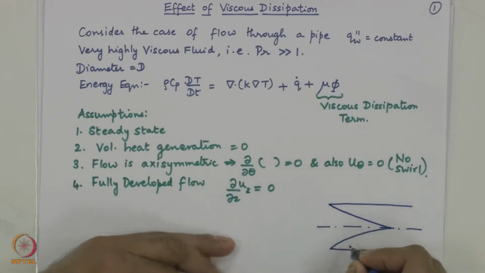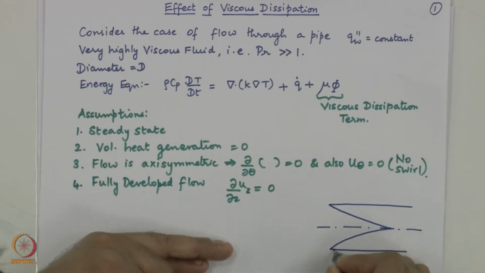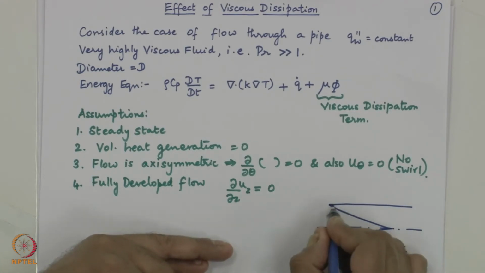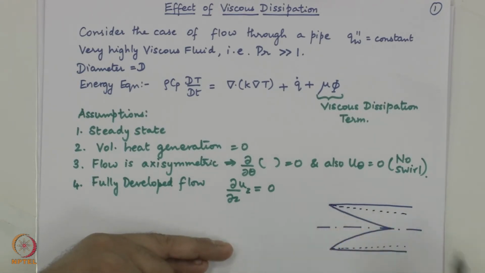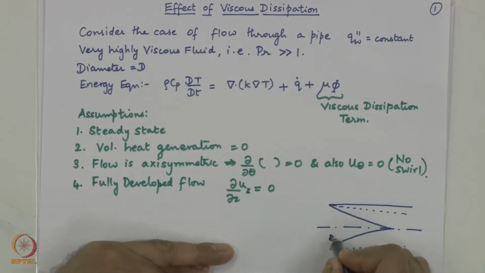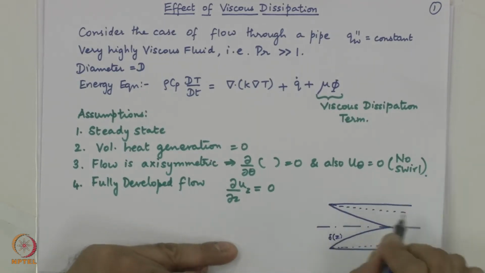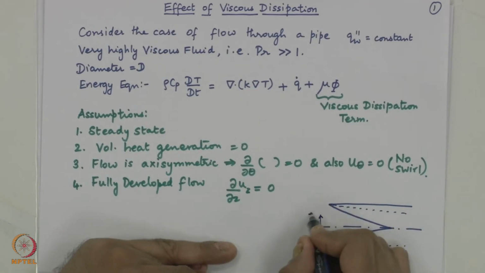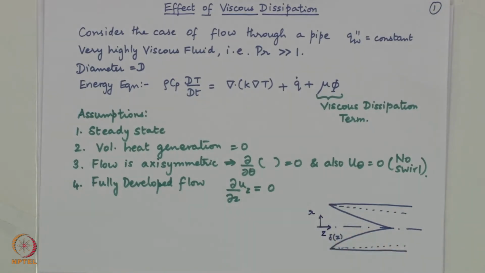Remember, Prandtl number is much greater than 1, which means your thermal boundary layer is developing very slowly. This is your thermal boundary layer. This is your hydrodynamic boundary layer here. This is delta as a function of z. I would like to call this the r direction and this the z direction. Instead of x, this is just convention, you can also call it x.